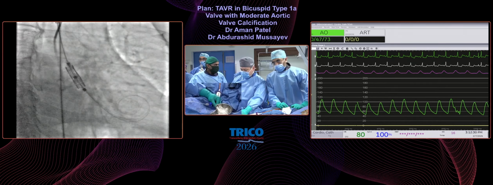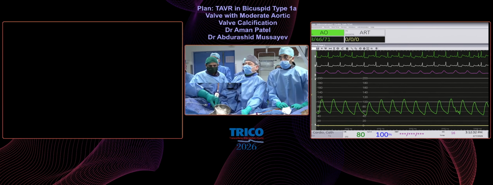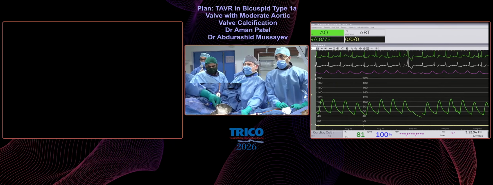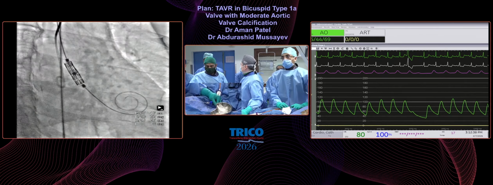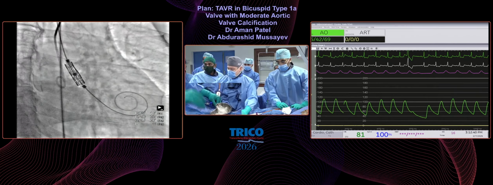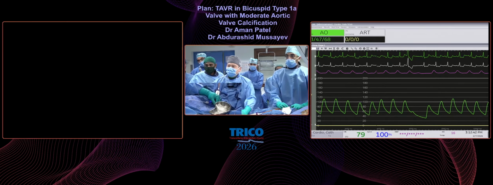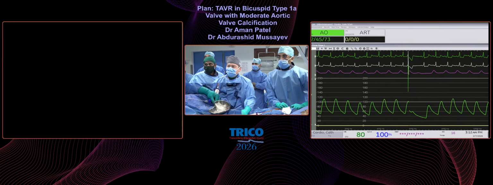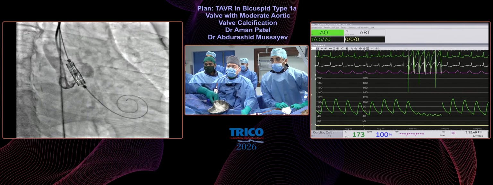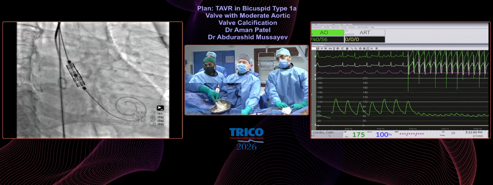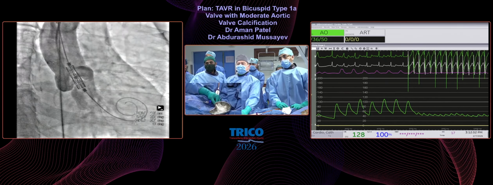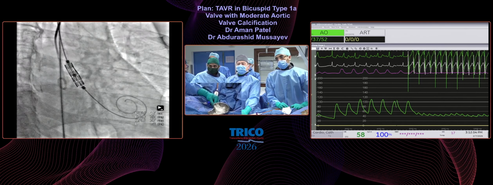Okay. One more angio. Invariably, bicuspid valves have very slow expansion. Wait. Maybe we'll do one angio on pacing. Yes, that's a good idea. 170 pace on. Wait. Okay, pace off. Good. That's going to be zero. This confirms that the valve remains stable.